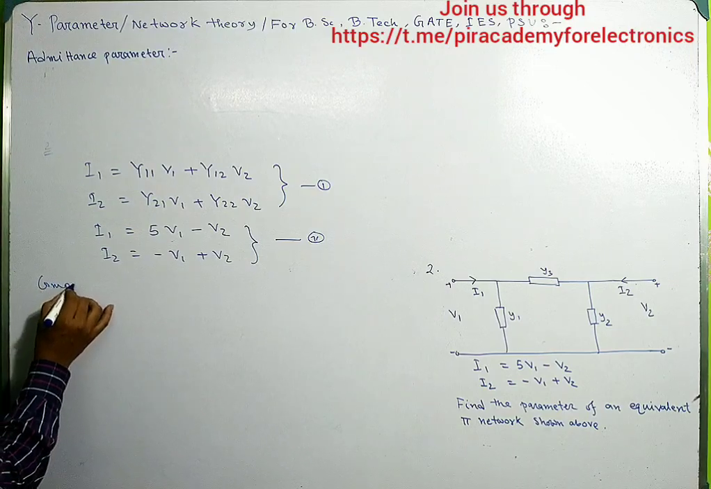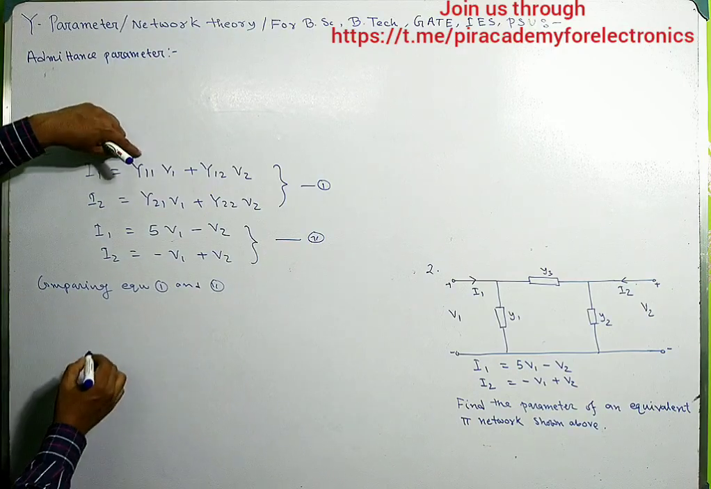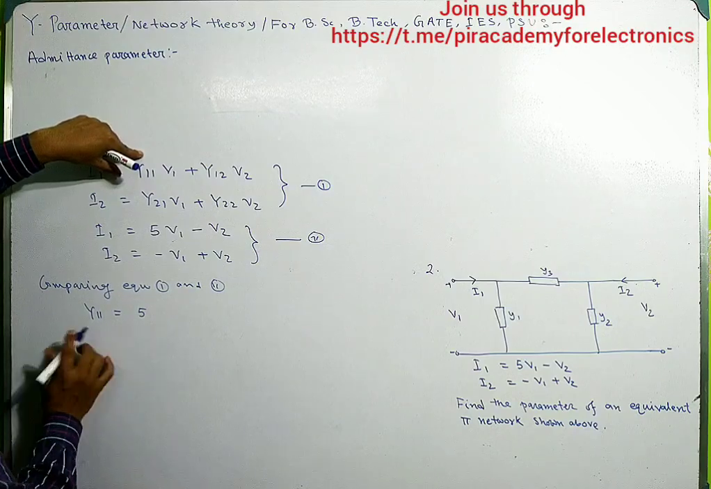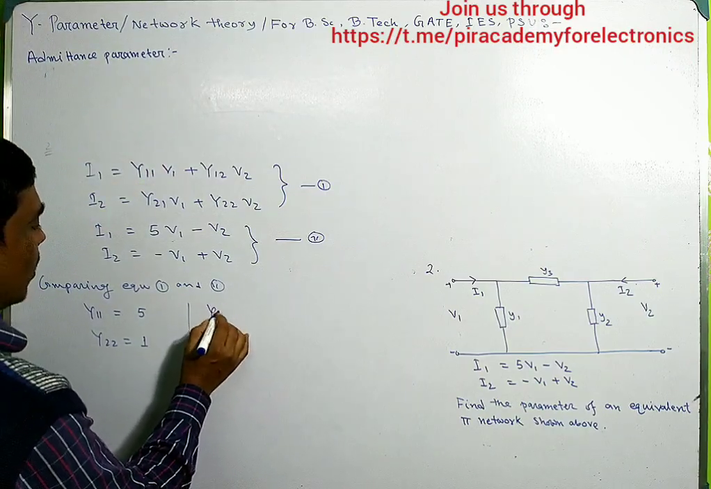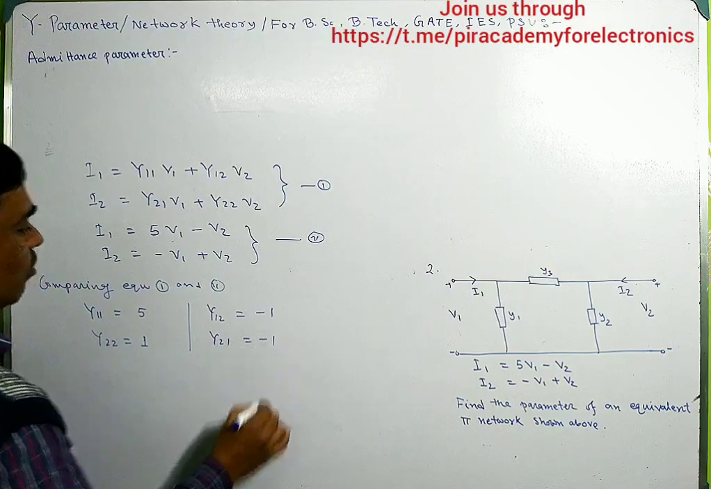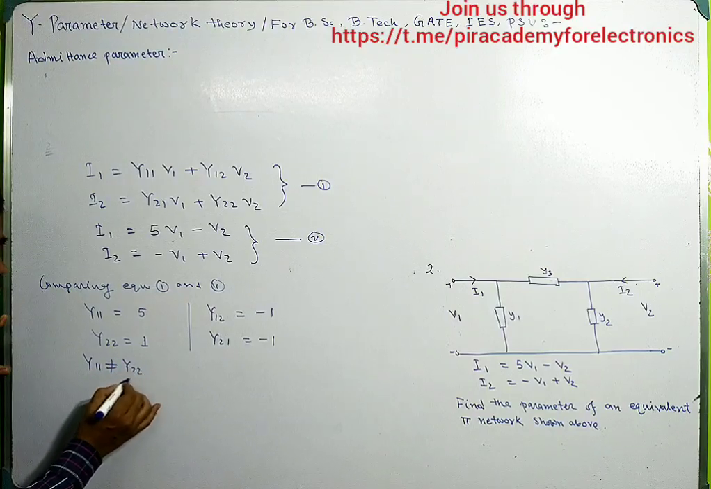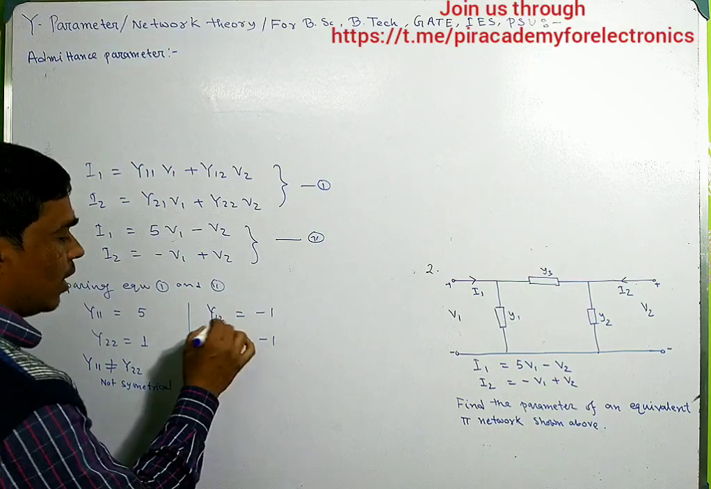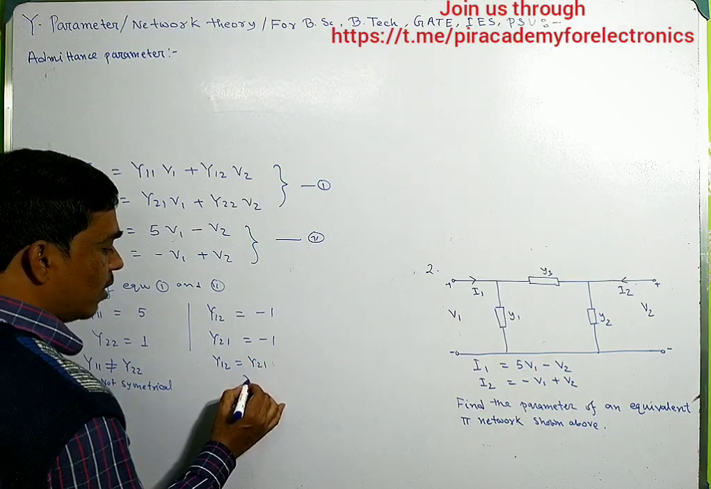So comparing equation 1 and 2, we get that y11 is 5 and y22 is 1, and y12 is equal to minus 1 and y21 is equal to minus 1. So here y11 is not equal to y22, that means it's not a symmetrical network. But y12 is equal to y21, that means we can say that it is a reciprocal network.